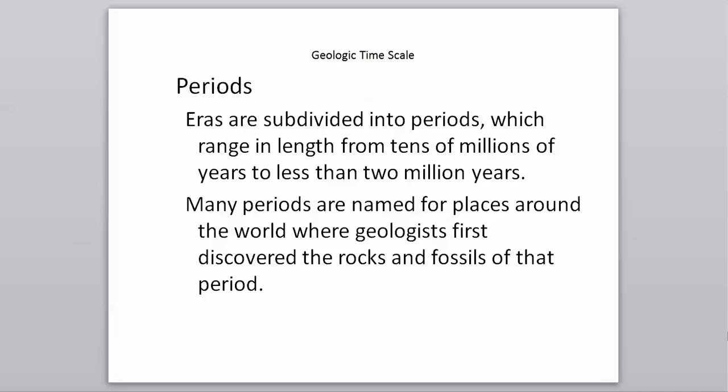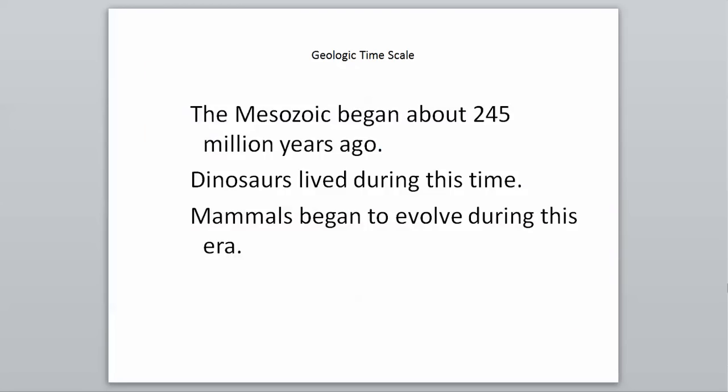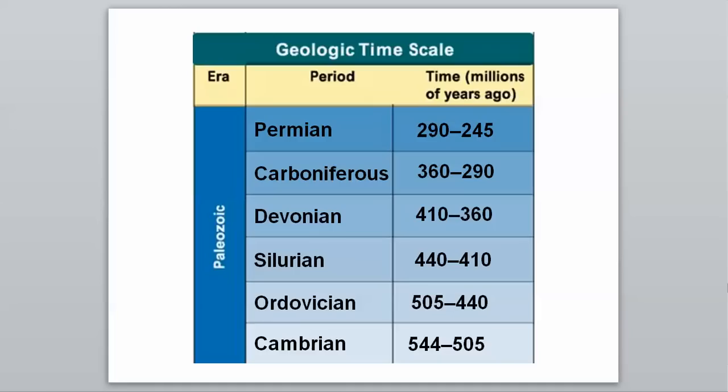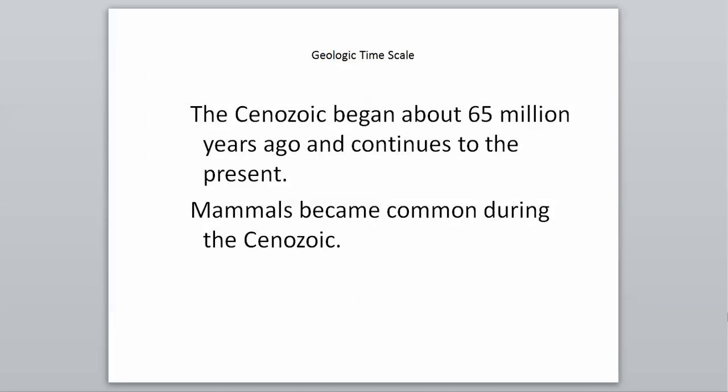and they range in length from tens of millions of years to less than 2 million years. So there's a lot of variety in the length that they have. And many periods are named for the places around the world where geologists first discovered the rocks and fossils of that period. So let's say, going back here, like the Carboniferous, for example, that could be we had a lot of carbon-based life forms, or there's a lot of oxygen in the air, and this is actually when a lot of our fossil fuels were formed. So that would kind of be an example of how those names came to be.